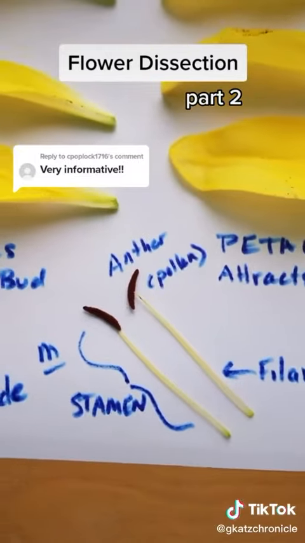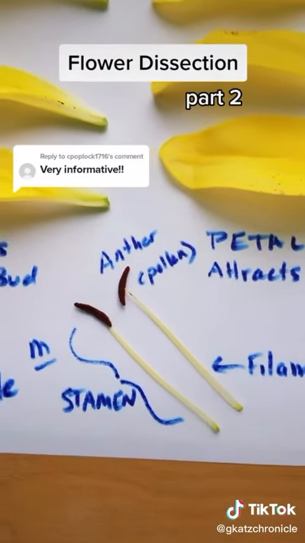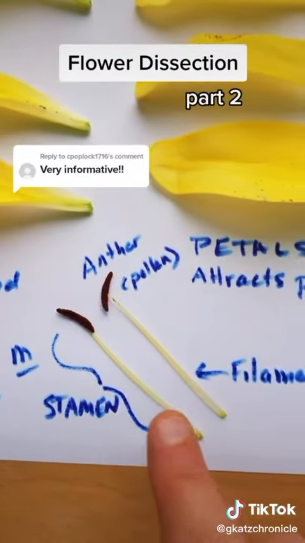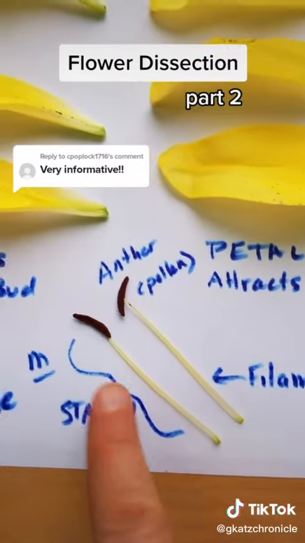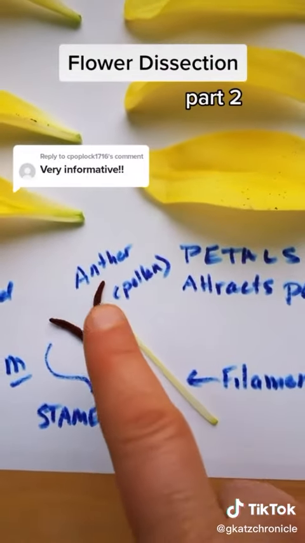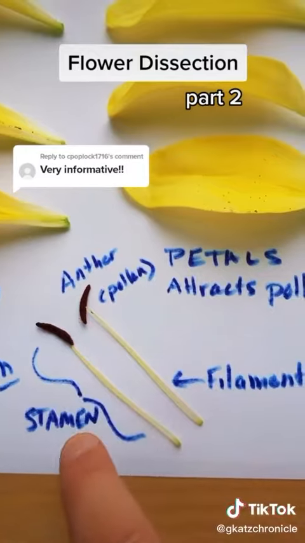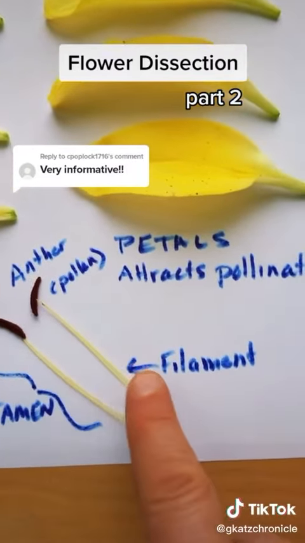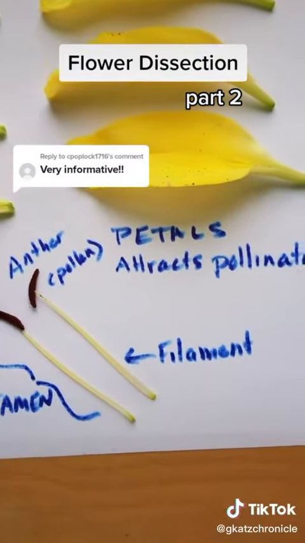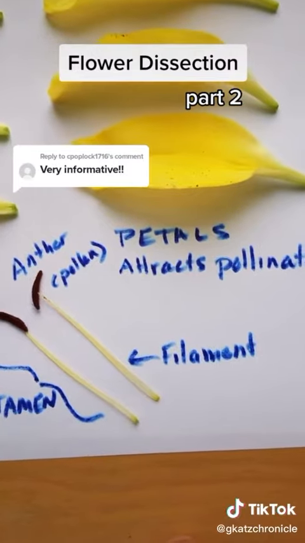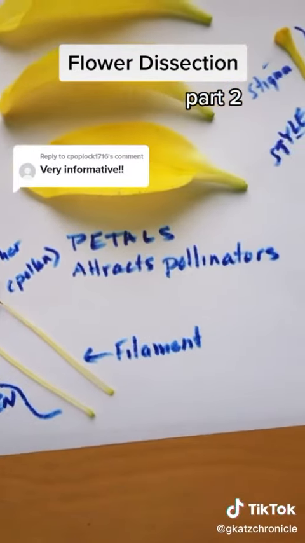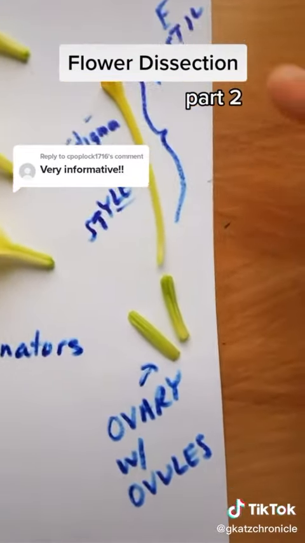Lily has 6 stamen, male reproductive structures, and here are 2 examples of them. So the whole thing is the stamen. The top part is the anther, which has the pollen grains in it, and this is the filament, the stalk here, and usually they stand up high above the female reproductive part, which is the pistil.